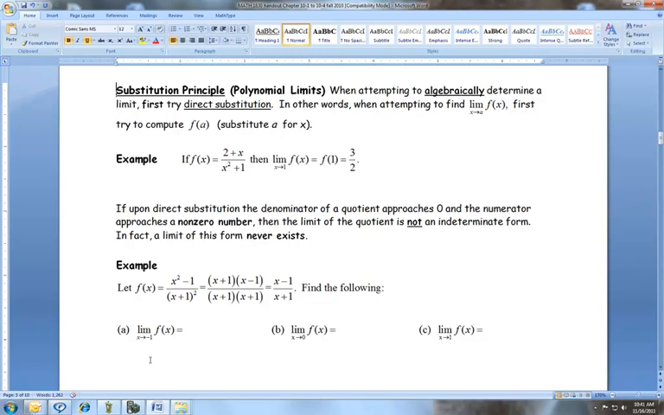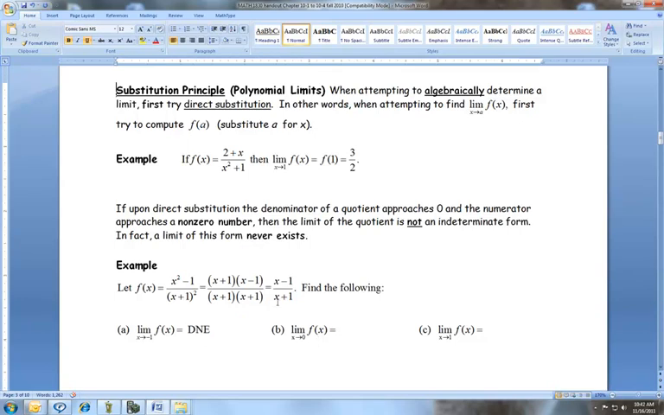Now we need to find the following. The limit of this function as x approaches -1. If I do direct substitution, I end up with -2 over 0. From the last statement right above, if I have a non-zero number in the numerator but 0 in the denominator, it does not exist.